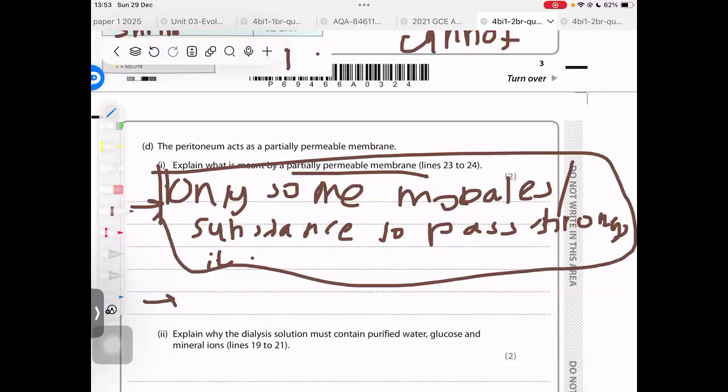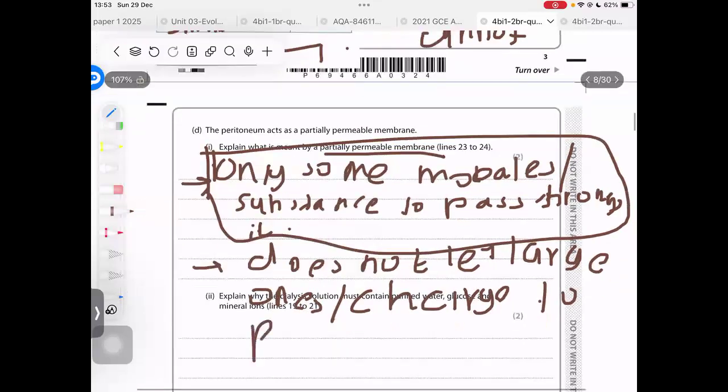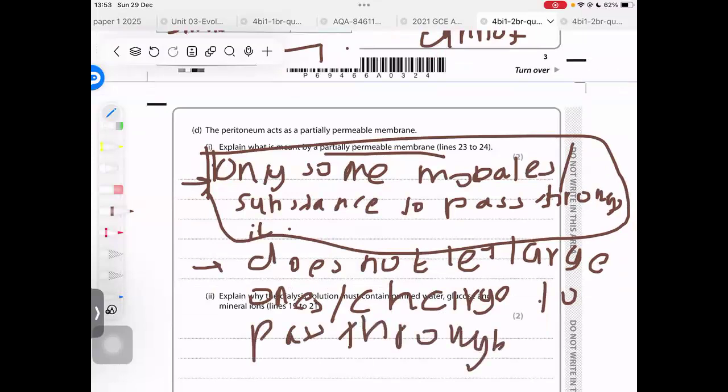The next point you must write is that a partially permeable membrane does not allow large molecules to pass through. It does not allow large ones or charged ones. The plasma membrane also does not allow large ones or the charged ones to pass through. So these are the 2 points that you have to write. One point is it only allows some molecules or substances to pass through. The other point is it does not allow large ones or charged ones to pass through it.